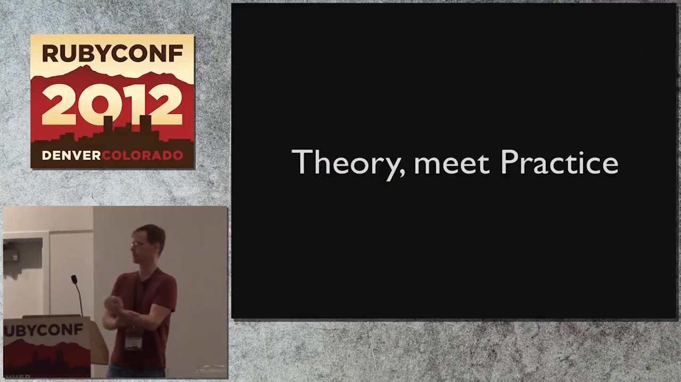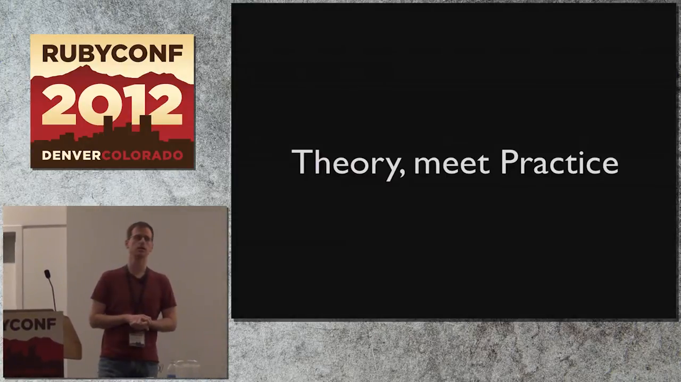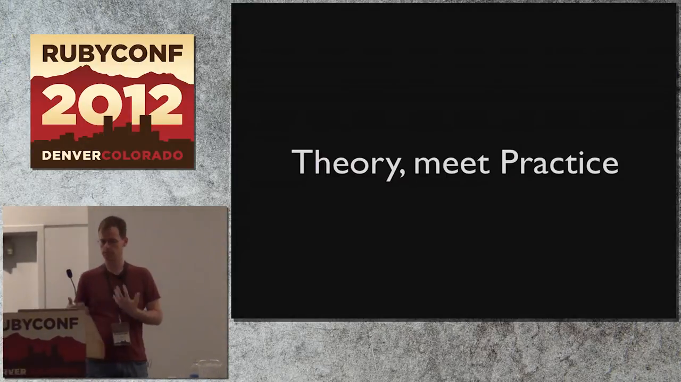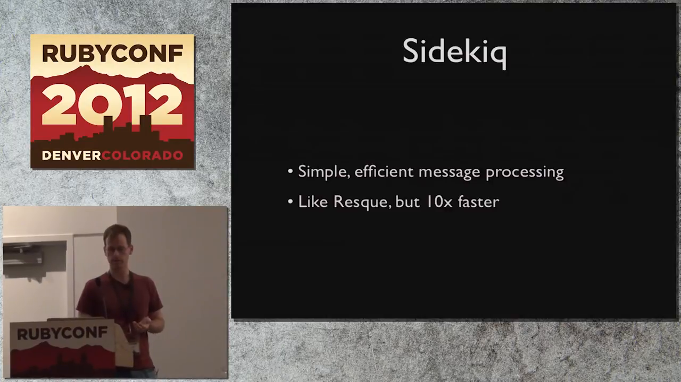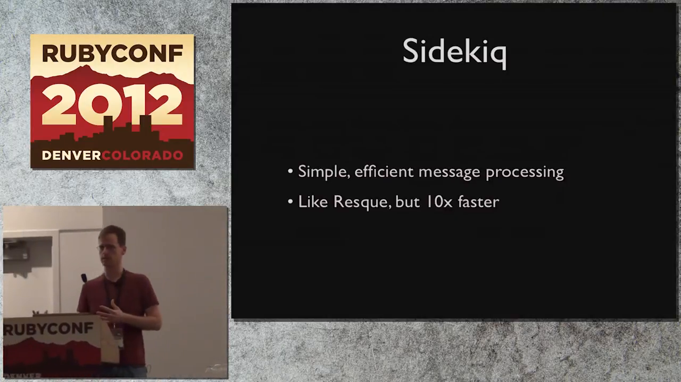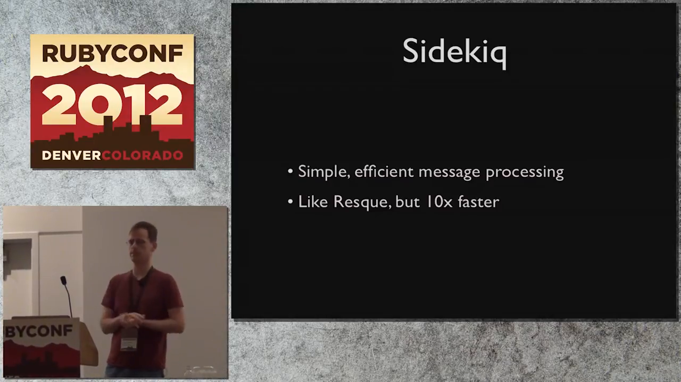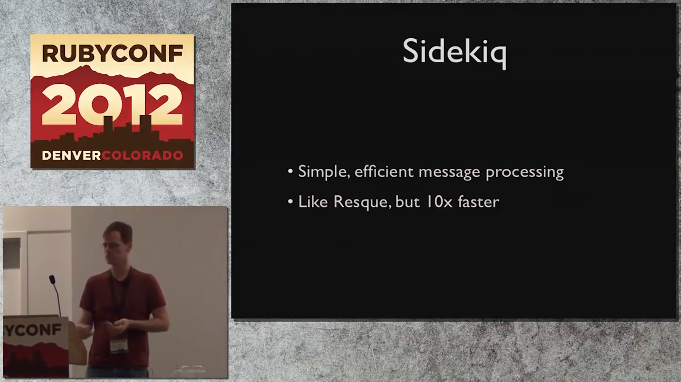So that's a little bit of the theory and some pro tips around asynchronous processing. Let's talk about Sidekick and Ruby and the innards. So Sidekick's mantra is simple, efficient message processing. It's multi-threaded rather than single-threaded, so it is 10, 20 times faster than something like Delayed Job or Resque.